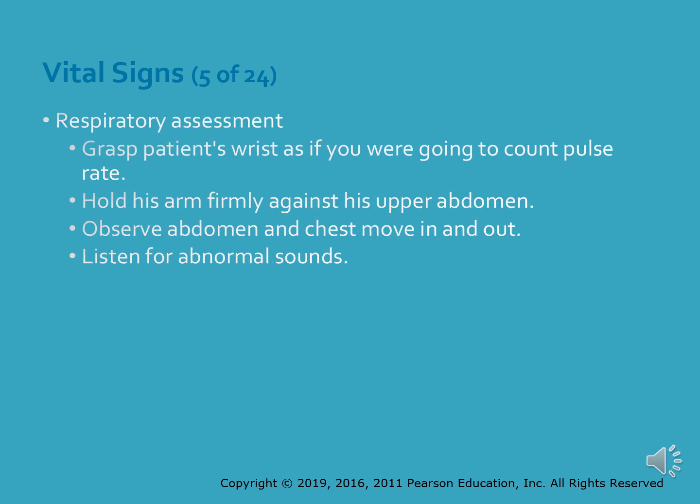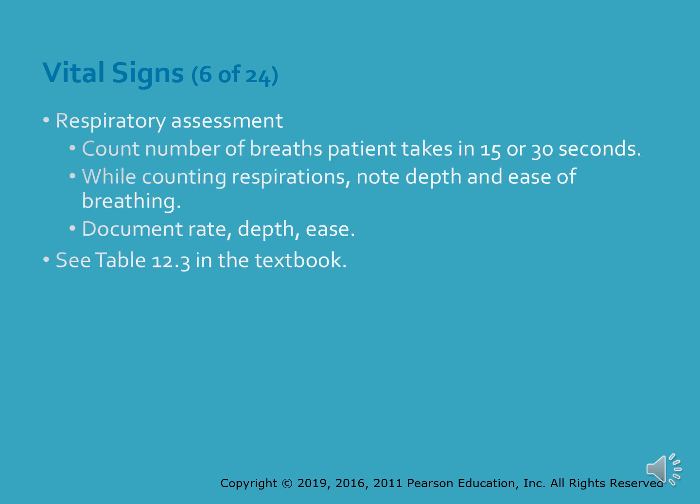During your respiratory assessment, you want to grasp the patient's wrist as if you were going to count the pulse rate. Hold his or her arm firmly against his upper abdomen. You want to do this because many patients will unknowingly alter their respiratory rate when someone is actually watching them breathe. Next, you're going to observe the patient's chest move in and out, and then listen for abnormal sounds. Next, you're going to count the number of breaths the patient takes in 15 or 30 seconds. To obtain the respiratory rate, you multiply the number of breaths in 15 seconds by 4, or the number of breaths in 30 seconds by 2.